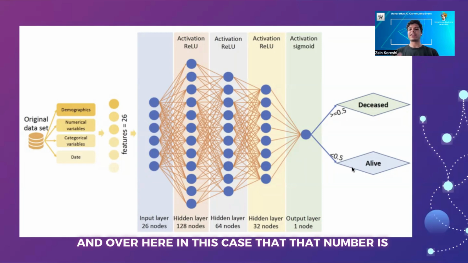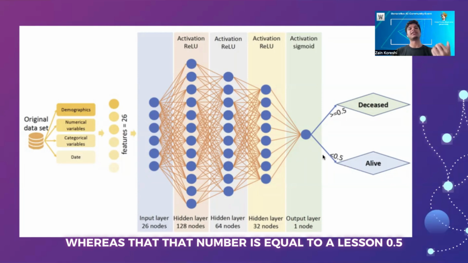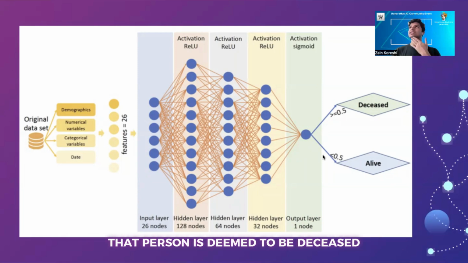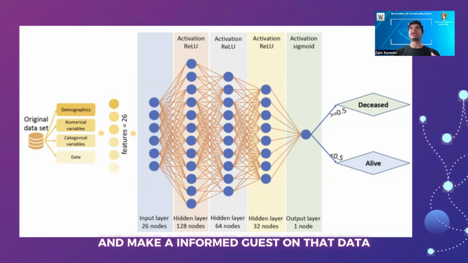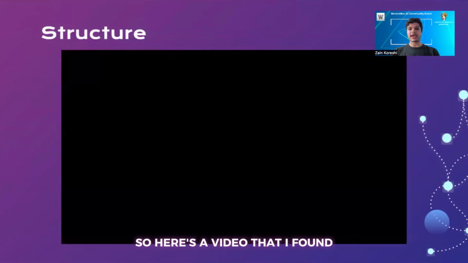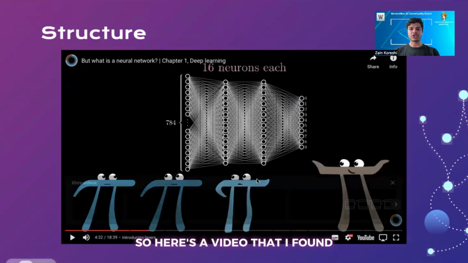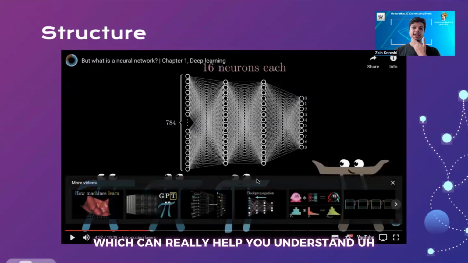Over here in this case, if that number is less than 0.5, the person is deemed to be alive, whereas if that number is equal to or greater than 0.5, that person is deemed to be deceased. So we have data, we can process it, understand the features, the connections, the relationships, and we can determine an output and make an informed guess on that data. Here's a video that I found which can really help you understand how a neural network works.